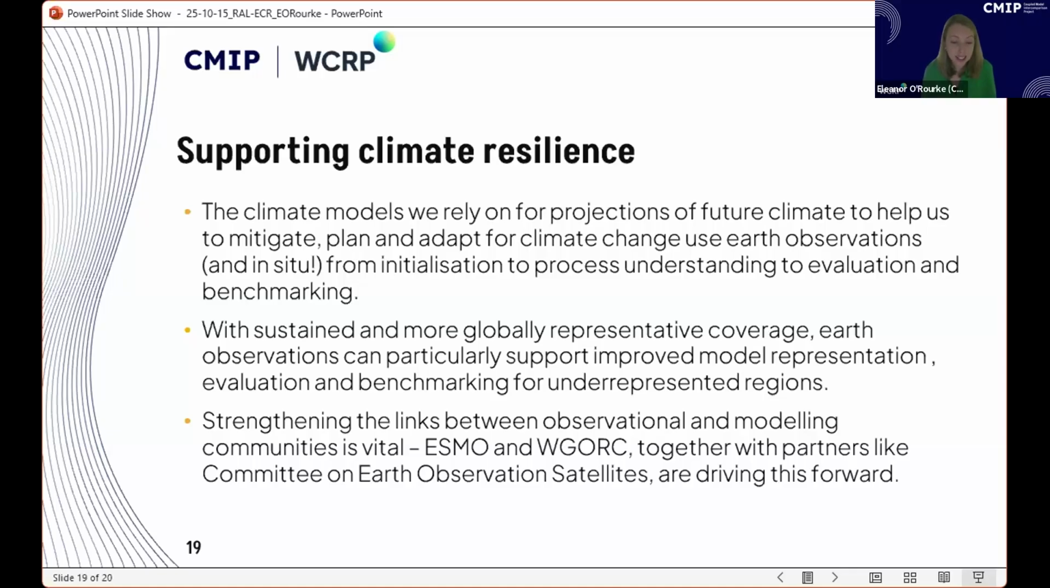With sustained and more globally representative coverage, the Earth observations have really helped support improved model representation, evaluation and benchmarking across the world, but it's particularly important for the underrepresented regions, places where the models are perhaps not tuned as well, and also where there's a real lack of in situ or available observations. We really want to strengthen these links between the observational and modelling community so we can support downstream climate resilience, and activities like ESMO and WCRP, with partners in the space sector as well, are going to help drive this forward.